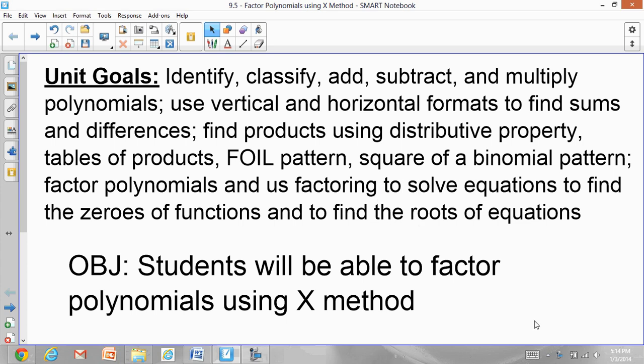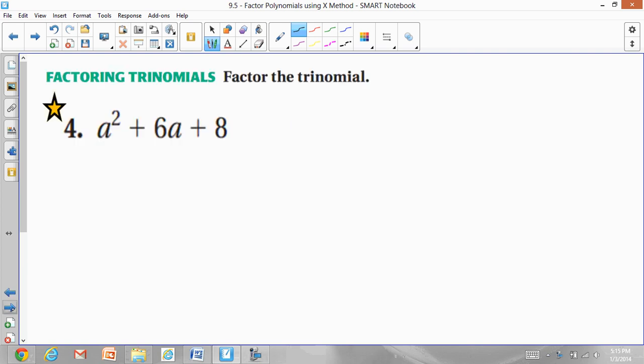In this lesson, you will learn how to factor polynomials using the X method. In your notebook, write today's date, 9.5 Factor Polynomials Using X Method. So the question is asking you to factor the trinomial.